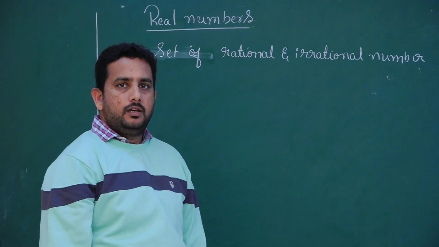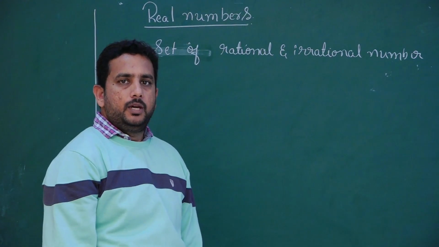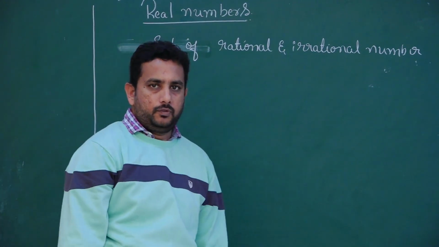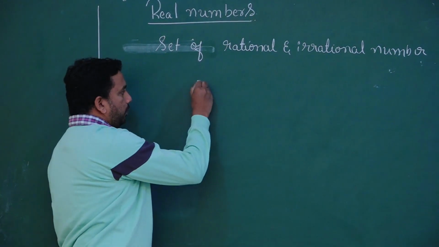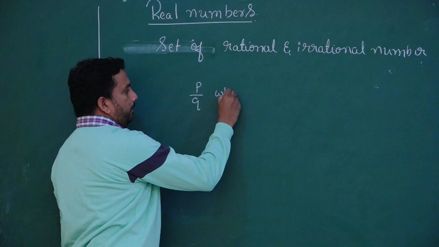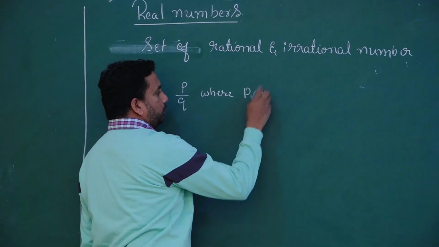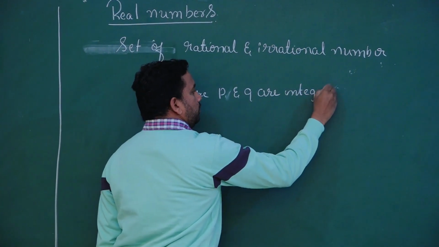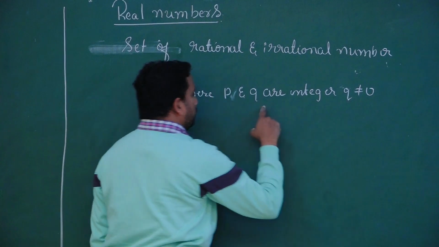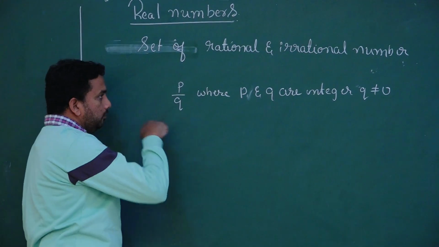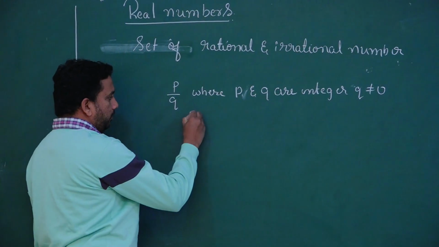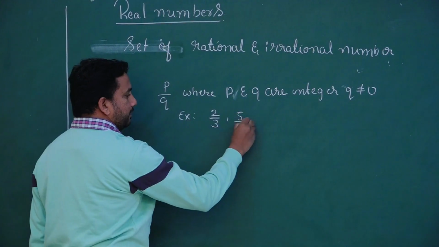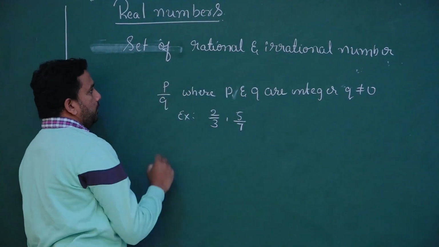So what is rational number? A rational number is a number we can write in the form of p by q, where p and q are integers and q not equal to 0. Every number we can write in the form of p by q, where p and q are integers and q not equal to 0, is called a rational number. For example, 2 by 3 is a rational number. 5 by 7 is a rational number. So what is irrational number?